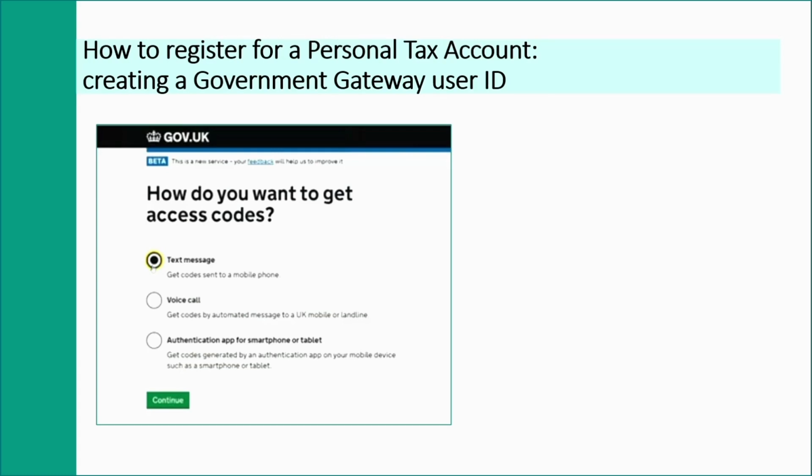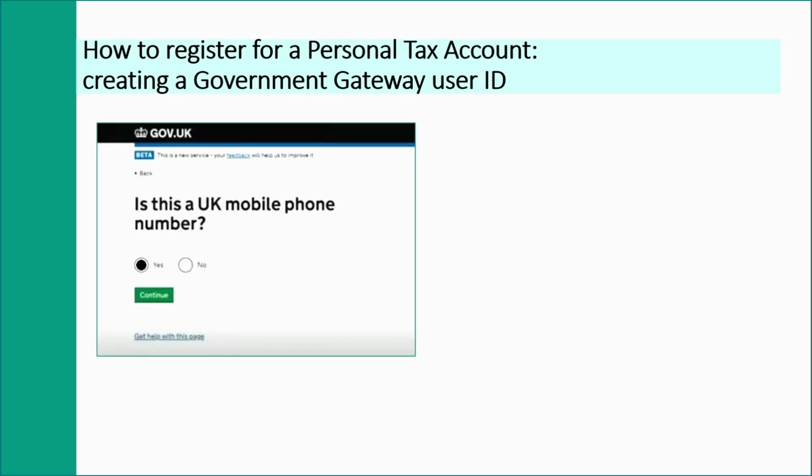This is to provide two-factor verification, which we covered in Module 4. You can have a text to your mobile number, a voice call to your mobile or UK landline, or use an app. We're going to select Text and click or tap Continue.